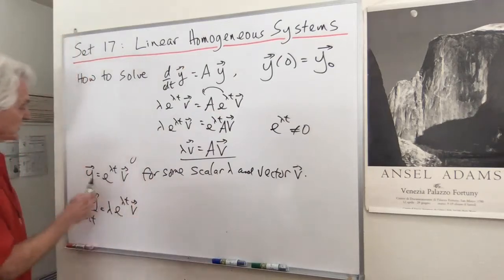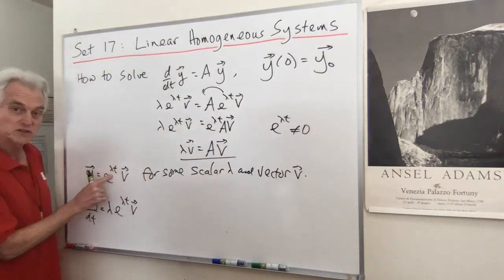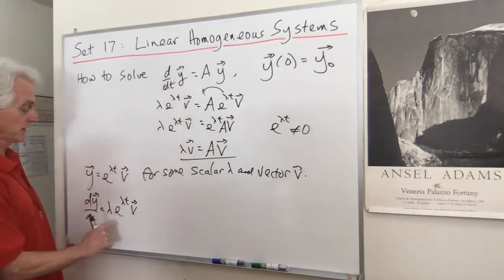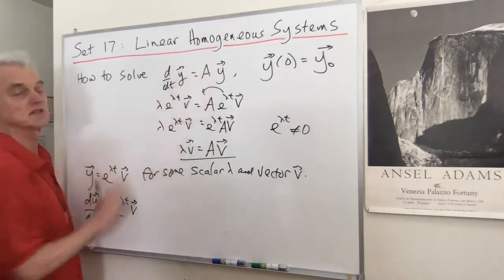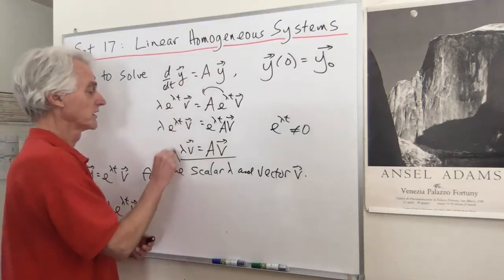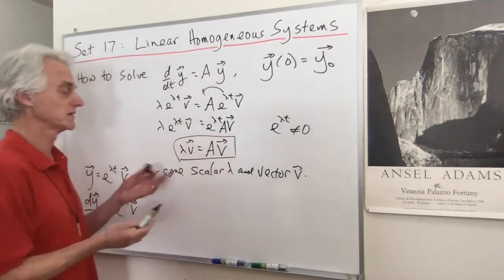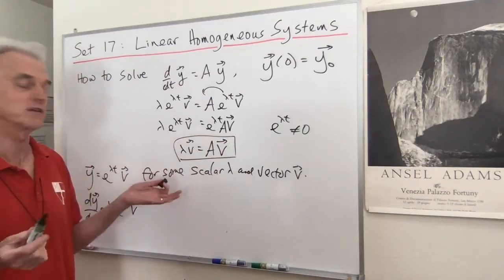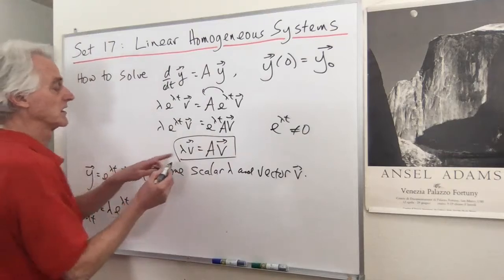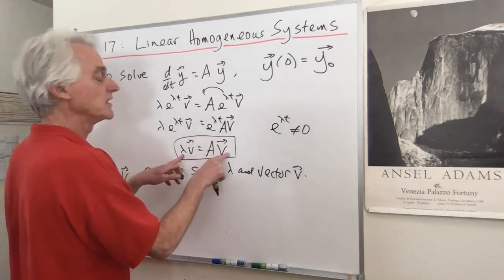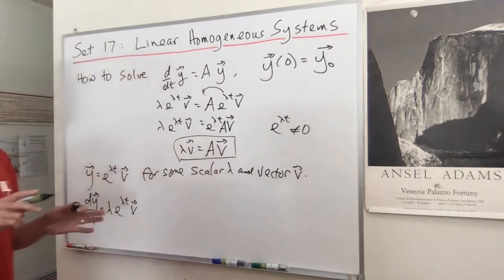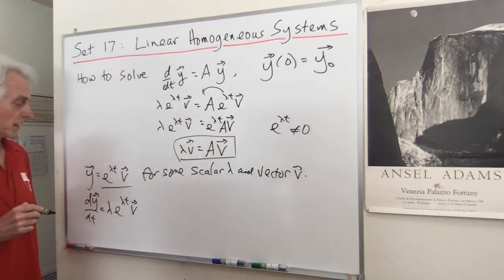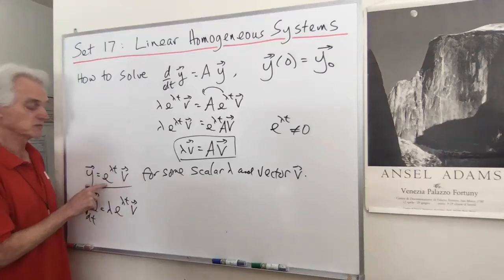So in other words, if I choose lambda just right, and if I choose v just right, I can get a function of this form that solves the differential equation. And this is what the lambda and the v have to satisfy. Does that look familiar? Yeah, that's the eigenvalue equation. In other words, lambda is an eigenvalue and v is an eigenvector. If lambda is an eigenvalue and v is an eigenvector, then this is a solution. Okay? And so is this times a constant.